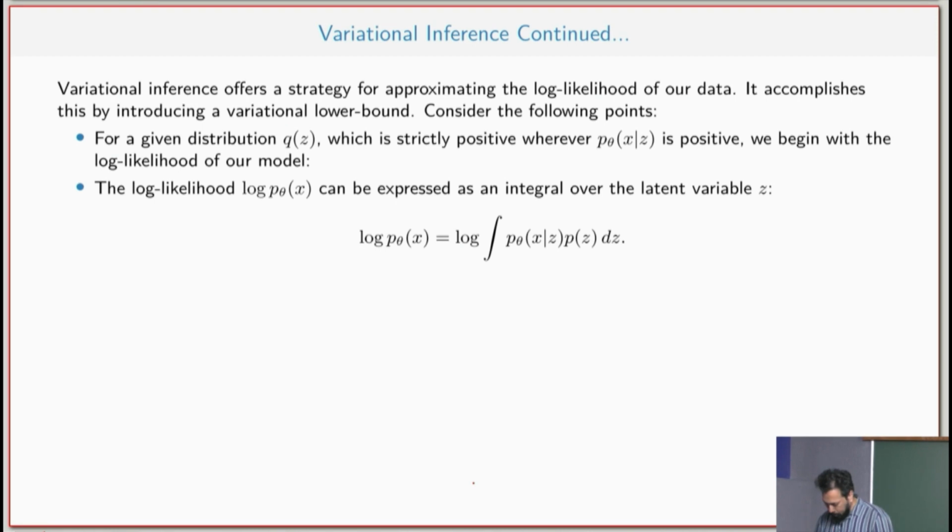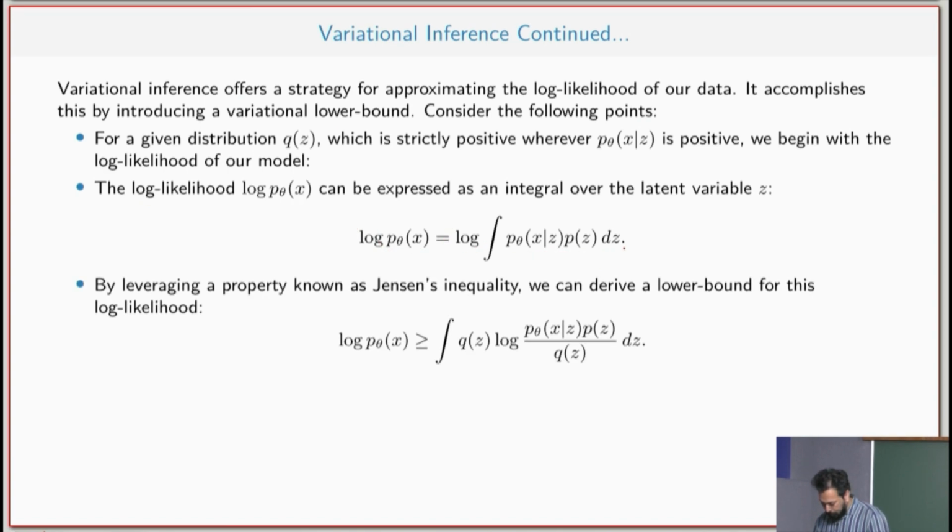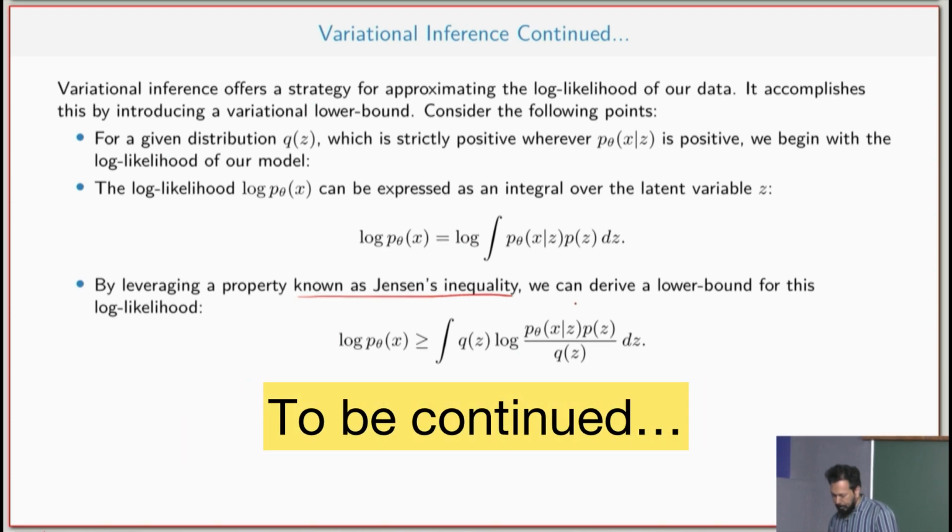So we may also look into the log likelihood. Earlier we had p theta of x, but then we can also look into the log of that. So we are looking at the log likelihood form, which in this case is this. By leveraging the property of Jensen's inequality, we can derive the lower bound of this log likelihood.